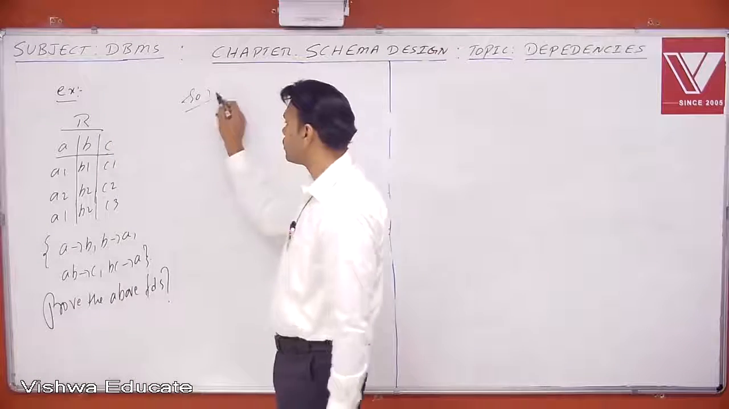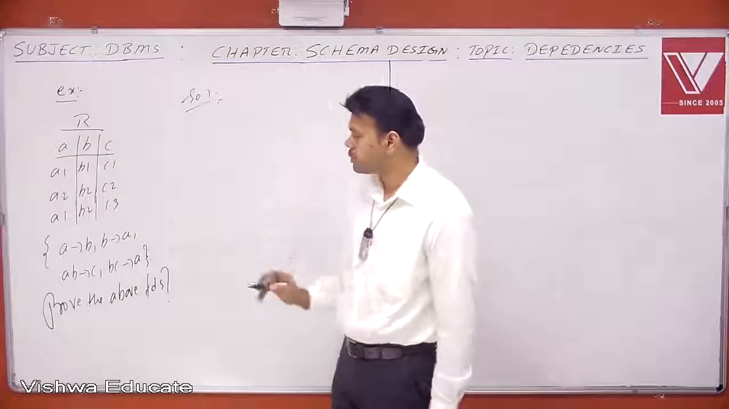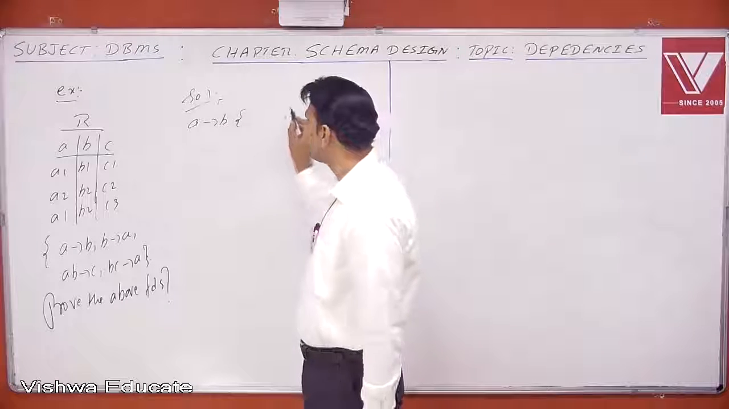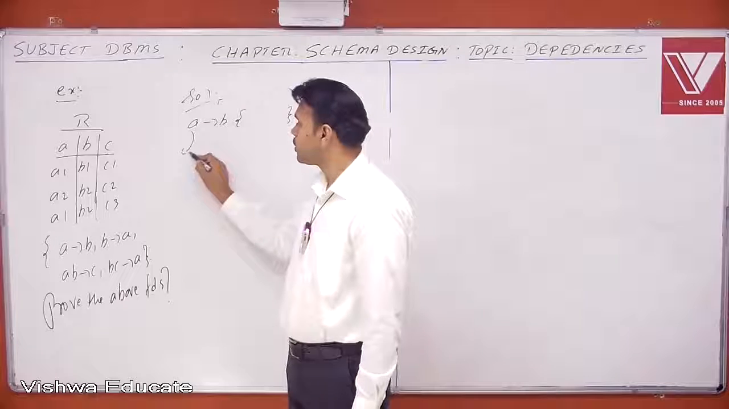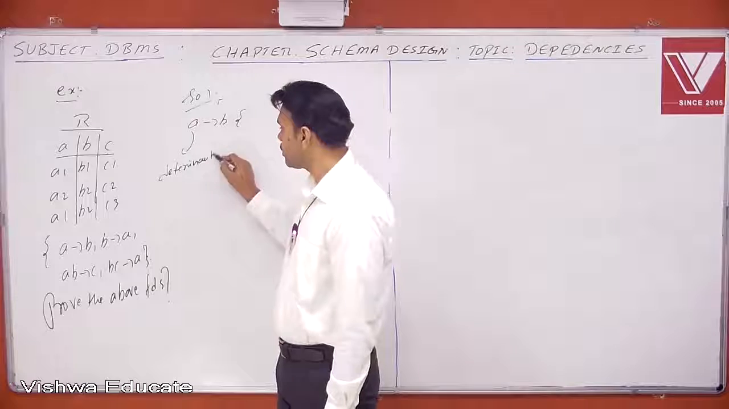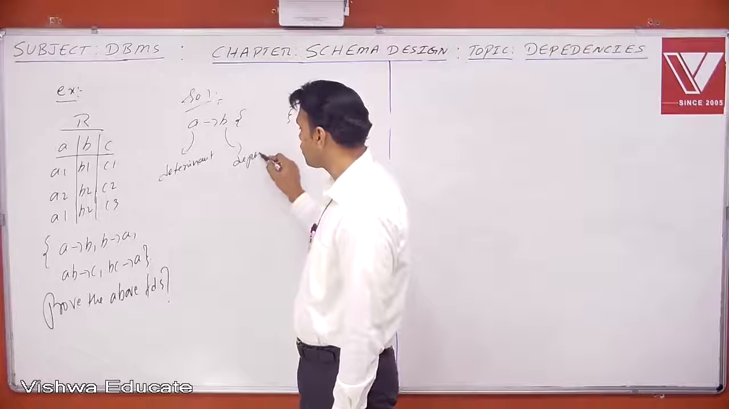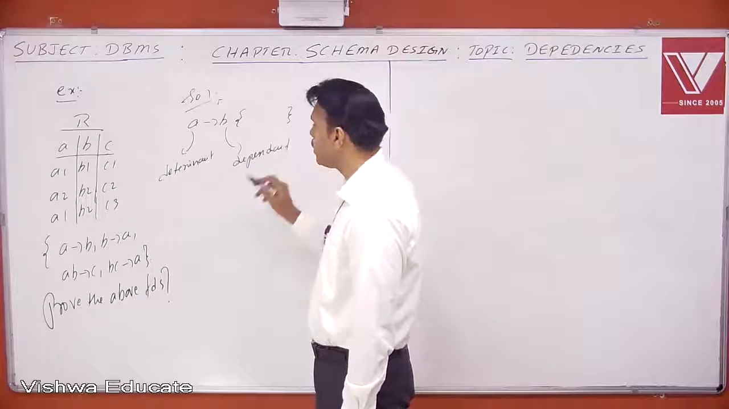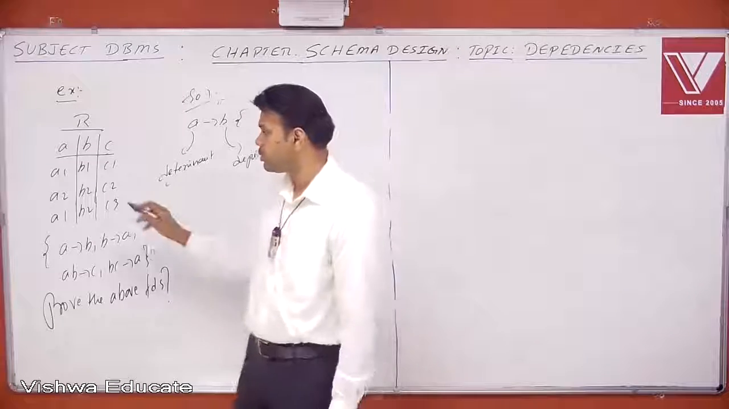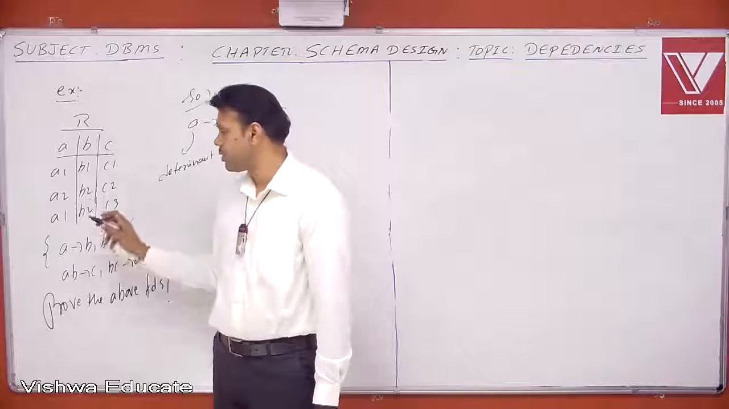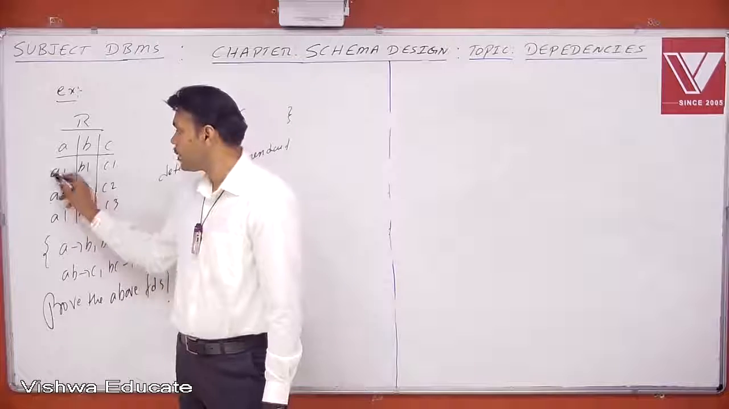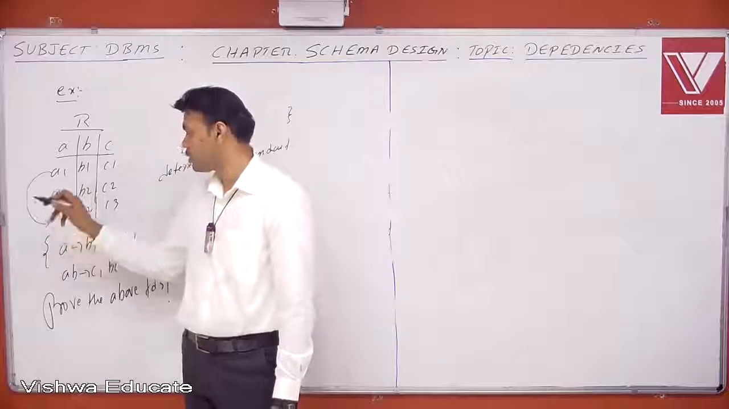So the solution. Can you do the first one? What is the first one? A tends to B. So in this, A is a what? Determinant. B is a what? Dependent. Now check whether the determinant is unique or not. First value A1 is unique, satisfied. Second value A2 is unique, satisfied. Third value A1 is repeated.